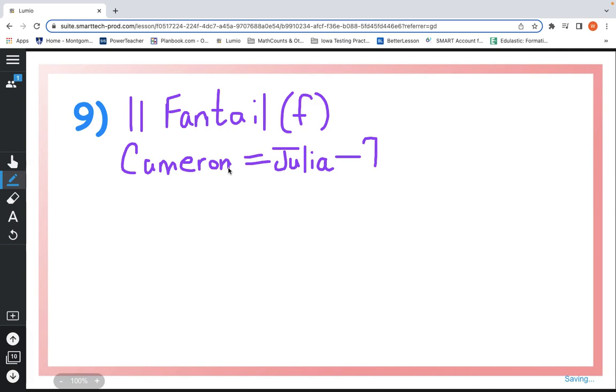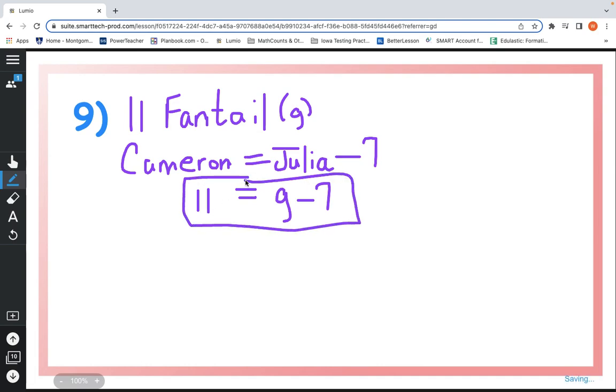All right, it says write and solve an equation to determine the number of fantail goldfish, G, that Julia has. So I'm sorry, they're going to say let's use G instead of F. So Cameron is going to have G minus 7, and that has to equal 11. Okay? So here is your equation: 11 is equal to G minus 7. All right, now we have to show our work. No work, no credit. Okay? So here is our equation, because it asks you to write the equation.